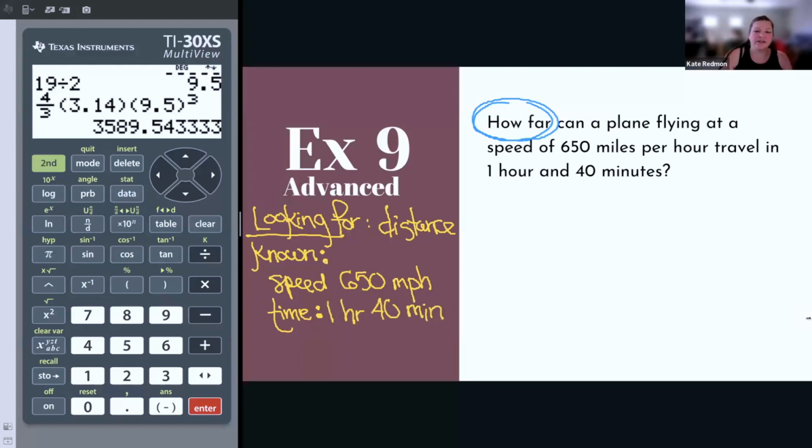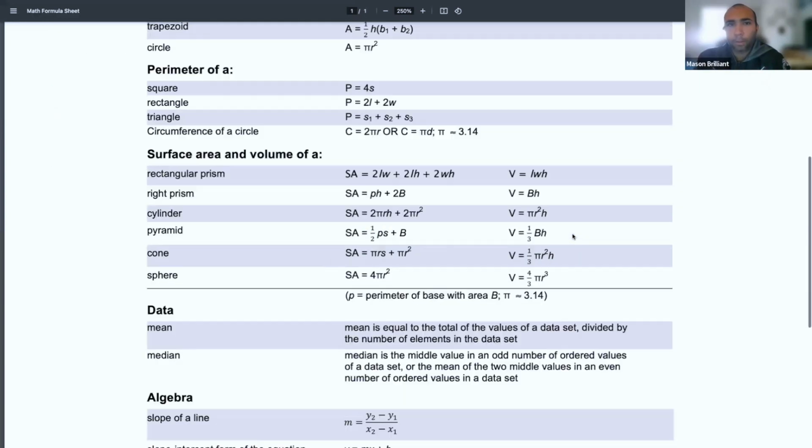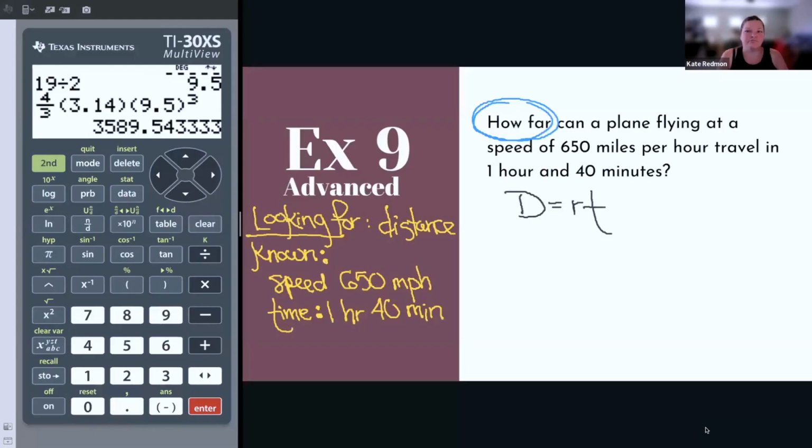Good. All right, let's go find our formula. Okay, Mason, boss me around. Where do you think I should go? I would go to the bottom section. It's a random formula. Hit up the bottom. Okay, what do you want? The distance formula. Good. Distance equals rate times time. Help me substitute into this sucker.